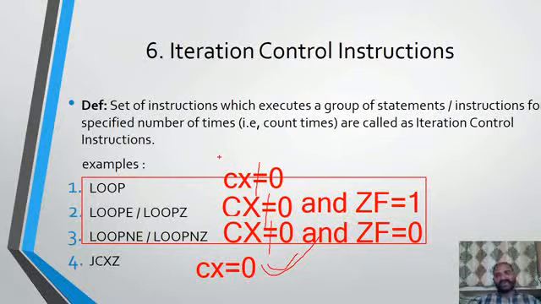Whatever the iteration operations are, however many times you would like to execute a group of instructions, we take that as a count, and that count value should be stored inside the counter register. So this is about the iteration control instructions.